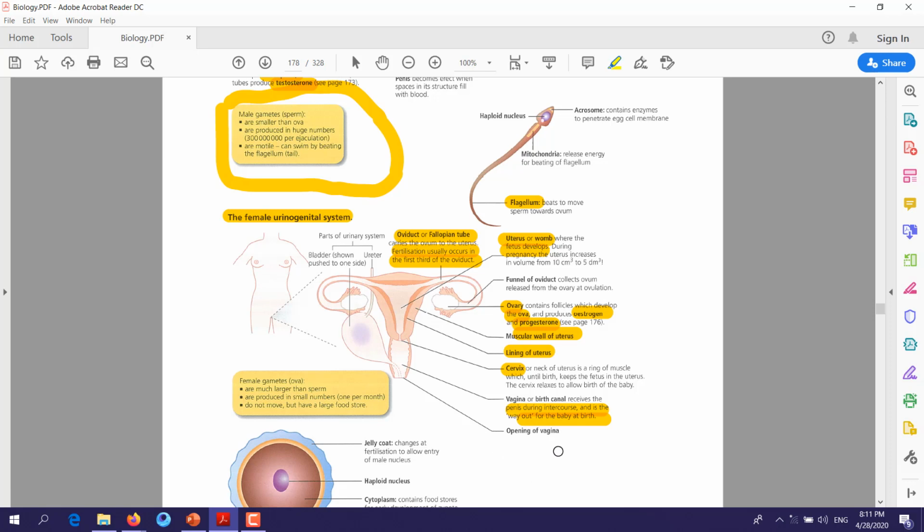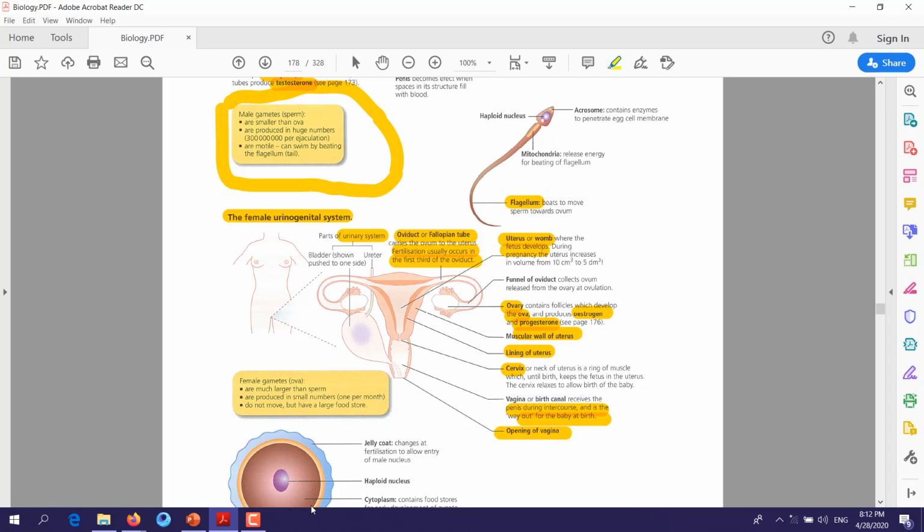And here we have the opening of the vagina. Now that was everything about the female reproductive system. Now let's talk about the urinary system. Here it also consists of the ureter, which receives the urine from the kidney, and it contains the bladder. The bladder is the same as in the male. Its function is to store the urine until it is expelled outside the body through the opening of the vagina, as you can see here.